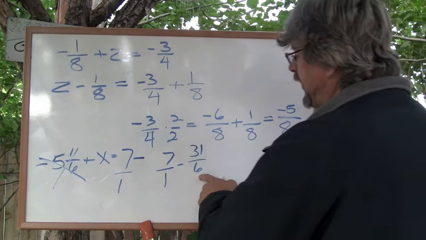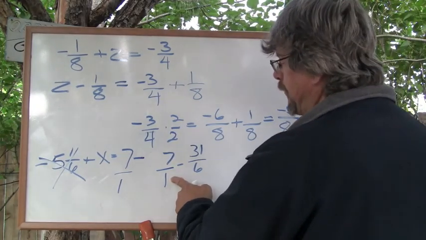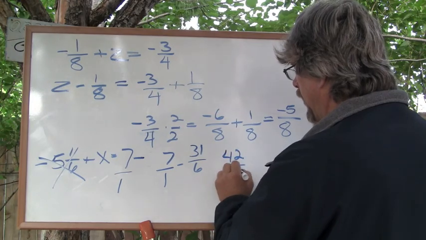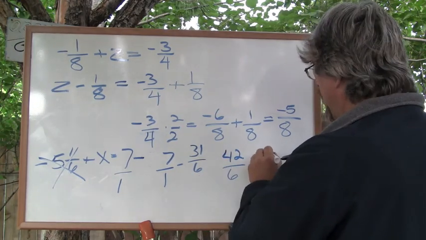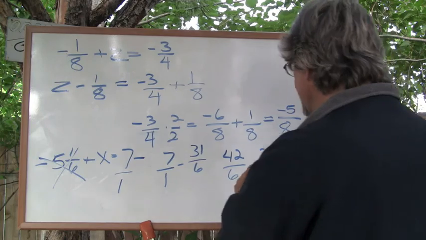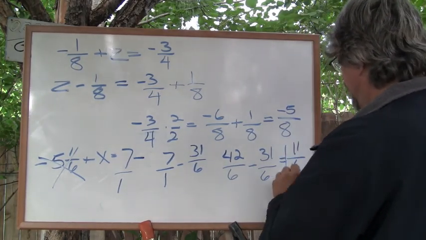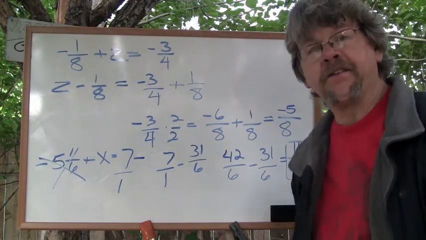This will go into 6, so we need to multiply this by 6 times. 6 times 7 is going to be 42/6. Subtract 31/6 is 11/6. It's that easy.